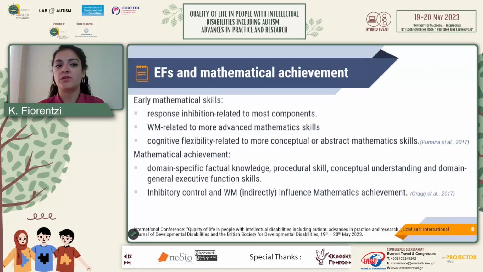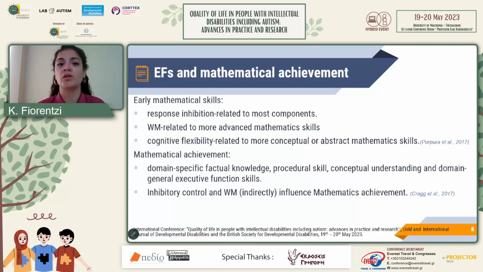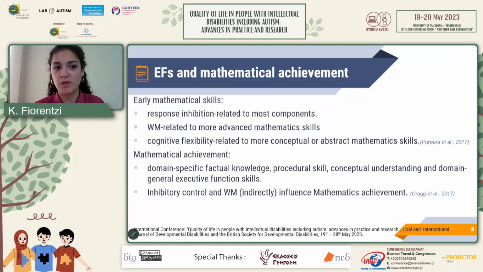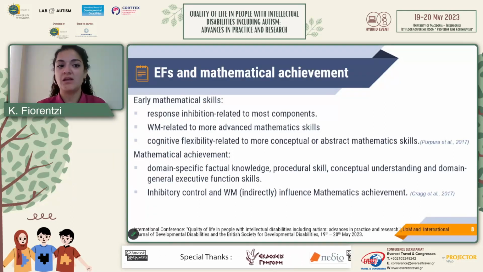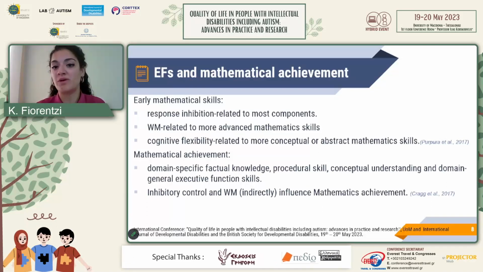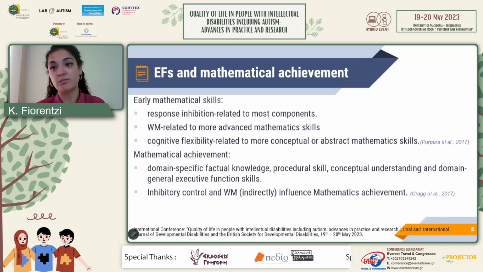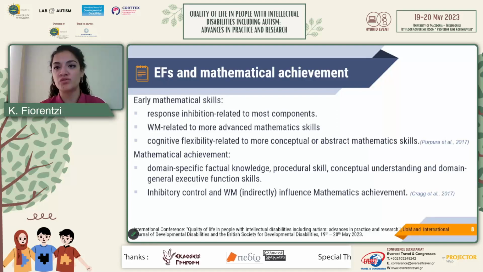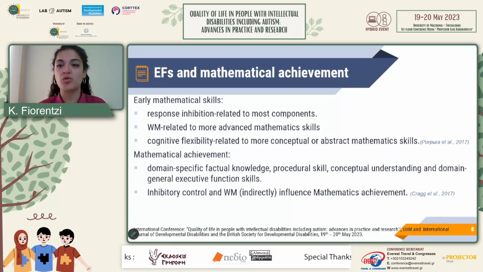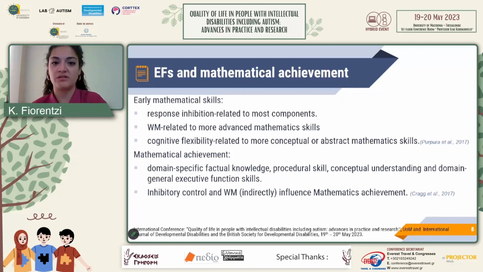Overall, we can say that mathematical achievement is linked, of course, to domain-specific factual knowledge, to procedural skill, to conceptual understanding, and general executive function skills. It has been found that inhibitory control and working memory can influence mathematics achievement. Here we need to say that working memory indirectly affects mathematics achievement, and this is because working memory is linked to the construction and identification of the mathematical problem. So this is why it indirectly affects mathematics achievement.